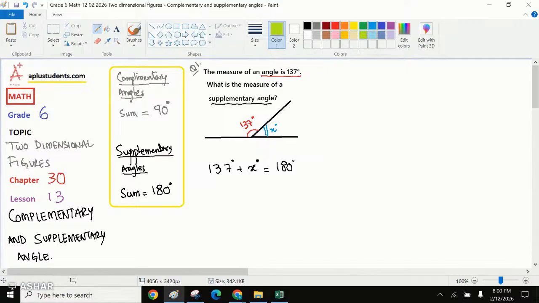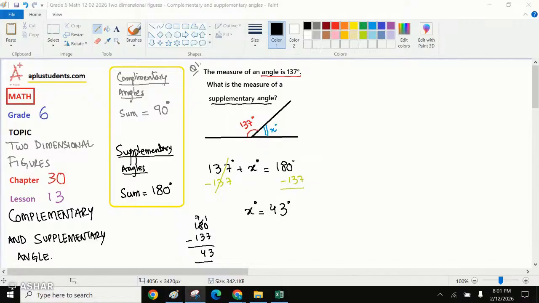We can subtract 137 on both sides, and 180 minus 137, we know this becomes 10 minus 7 is 3, 7 minus 3 is 4. That means the missing angle comes out to be 43 degrees. Do we agree? Okay. Moving ahead to the next question.